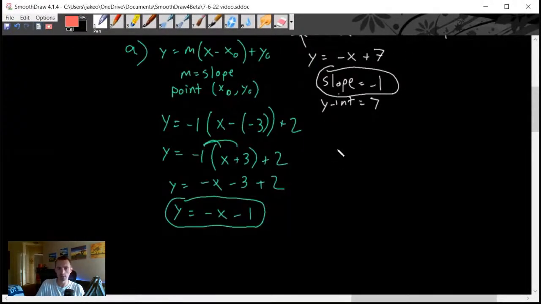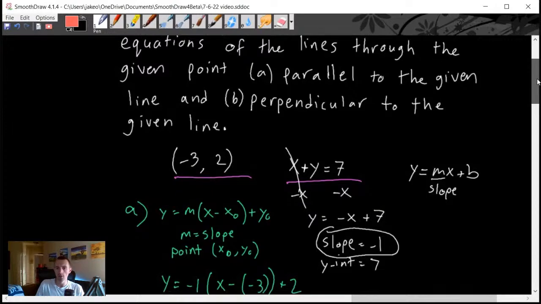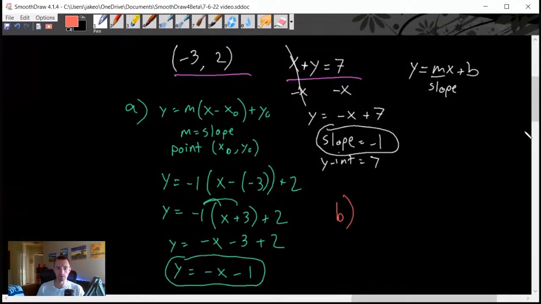Part B says that we need a line that goes through this point and is perpendicular to this line. So we still have the same line and the same point, but now we know that it has to be perpendicular instead of parallel. So we're going to solve this very similarly to how we found the parallel line. However, our slope of the line that we're trying to create now is not going to be the same as the slope of this line, because if you make the slope the same, you're going to end up with a line that's parallel, not perpendicular.